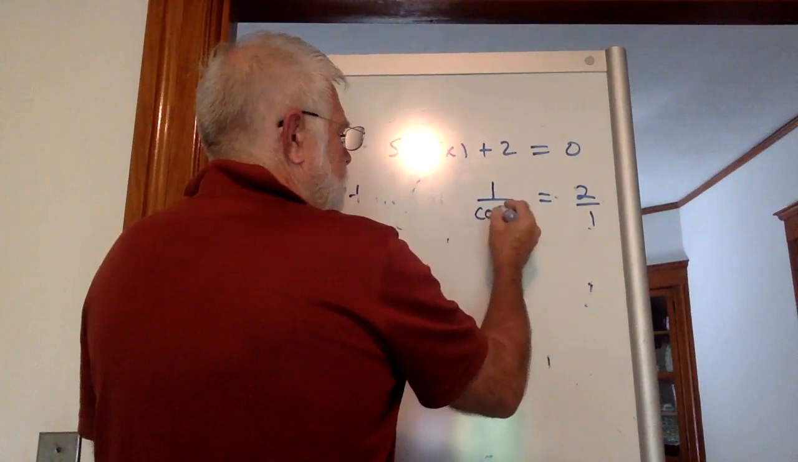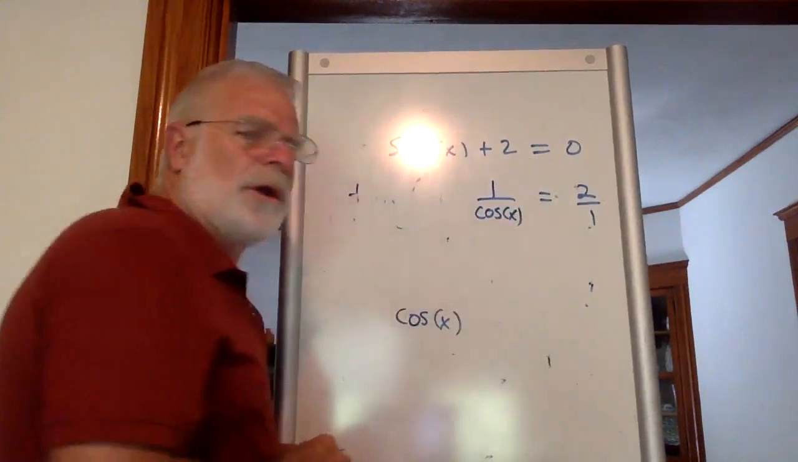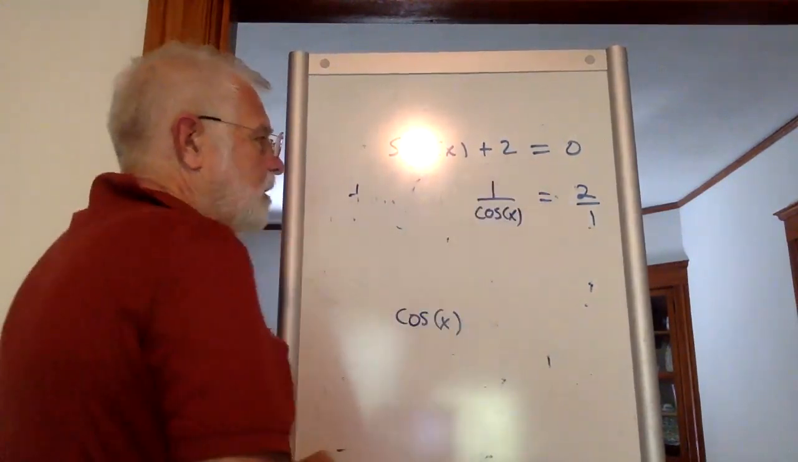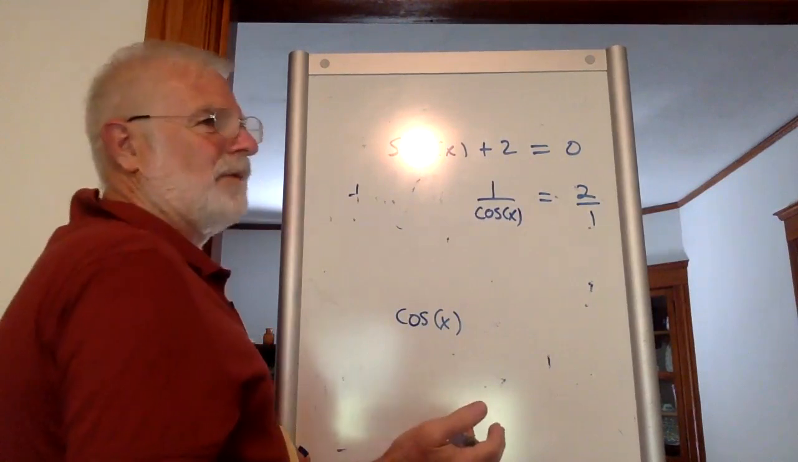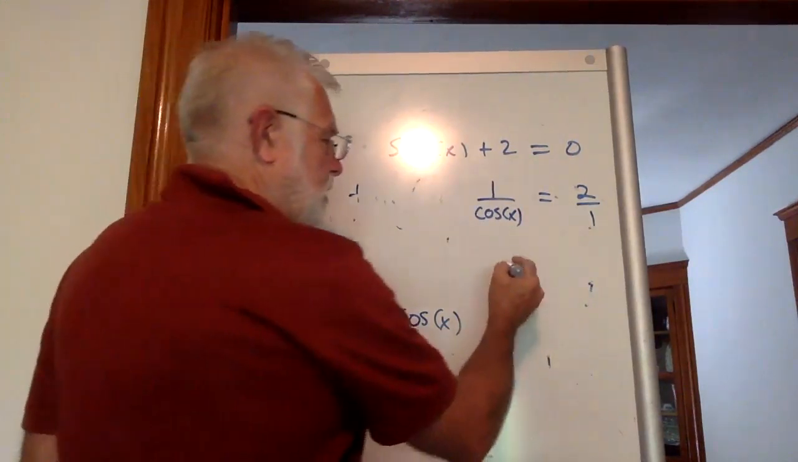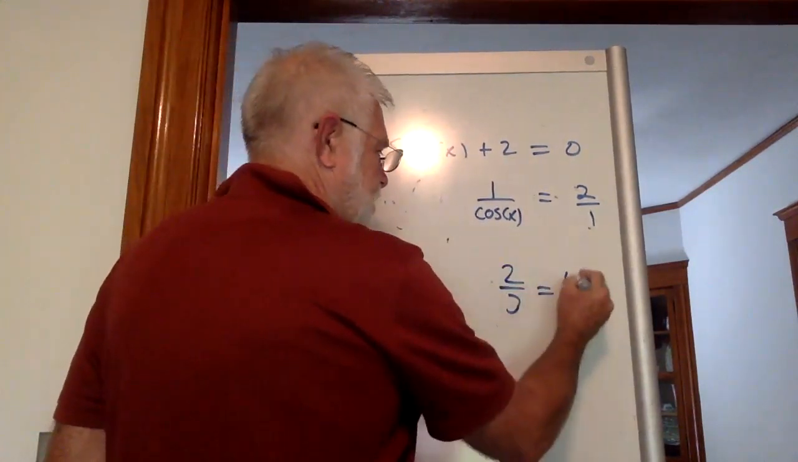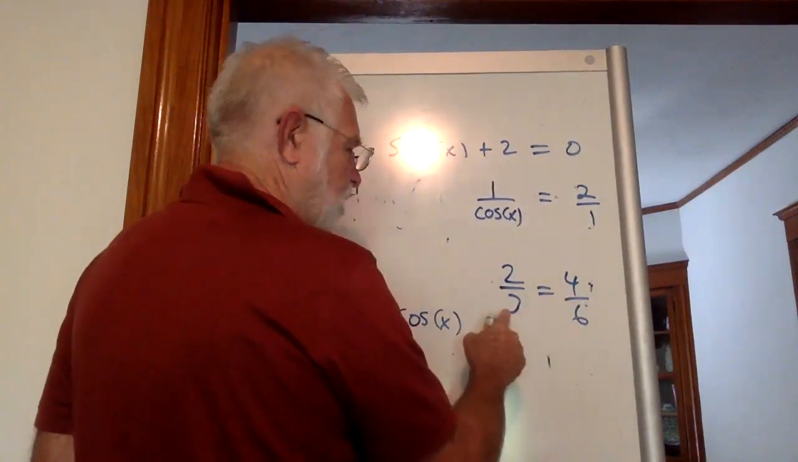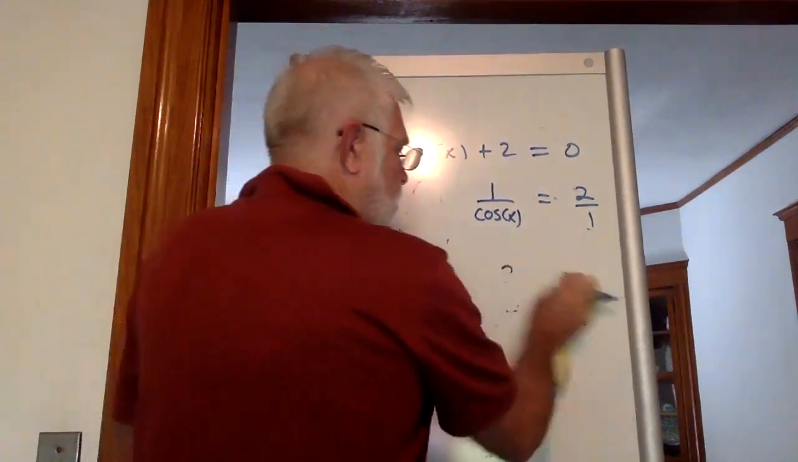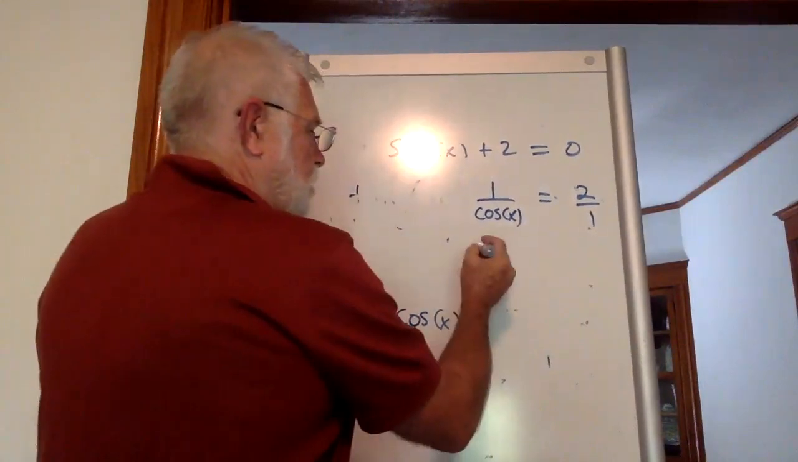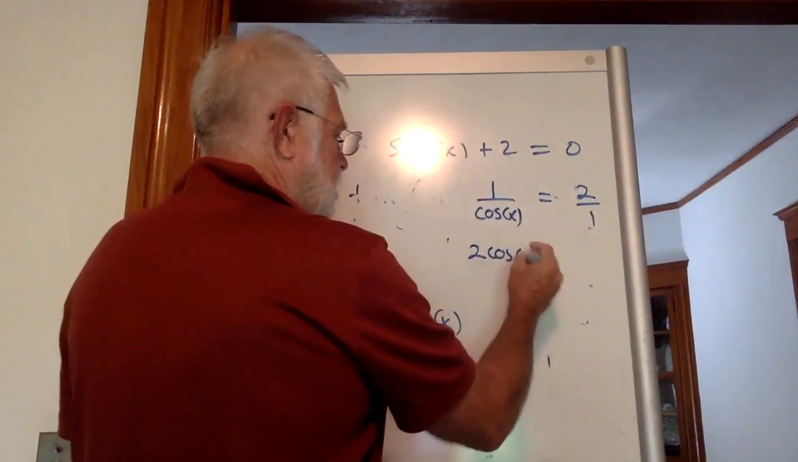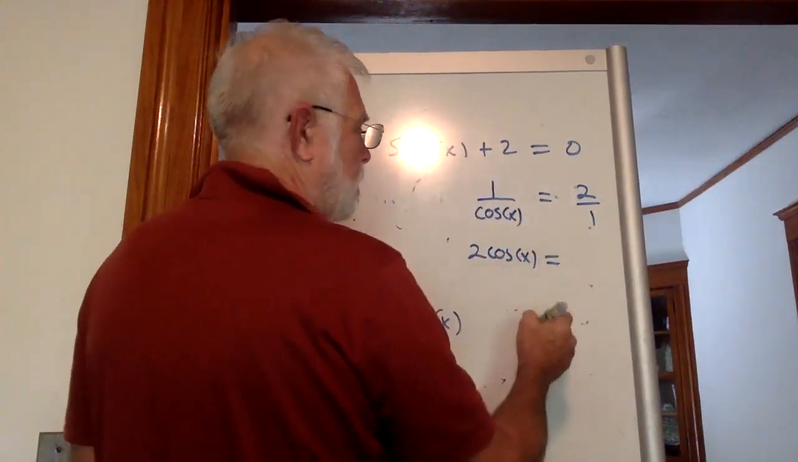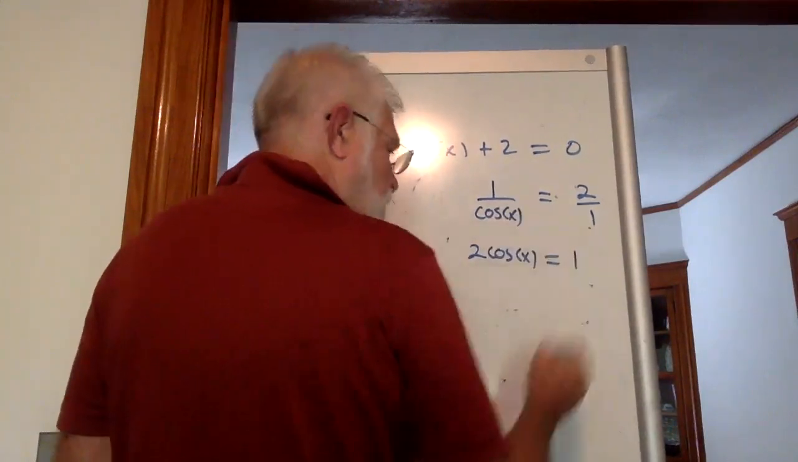All right, and I'll do a shortcut in a minute, but in case we haven't talked about cross products enough, 2/3 equals 4/6. 2 times 6 is 12, 3 times 4 is 12. So you can always do cross products, which is 2 cosine x. I'll take the shortcut in a little while. Equals 1 times 1, which is 1.